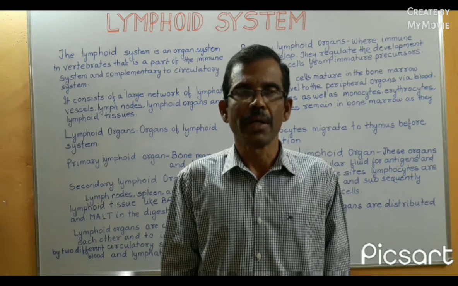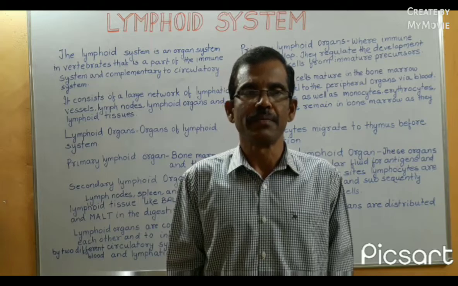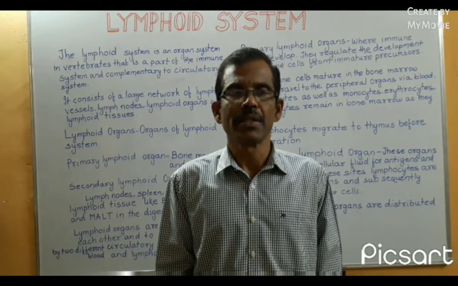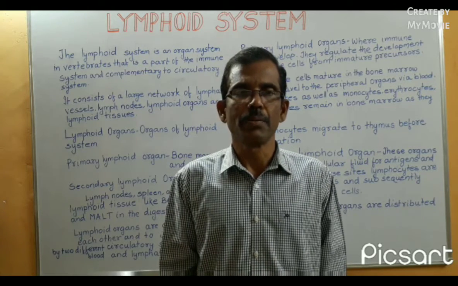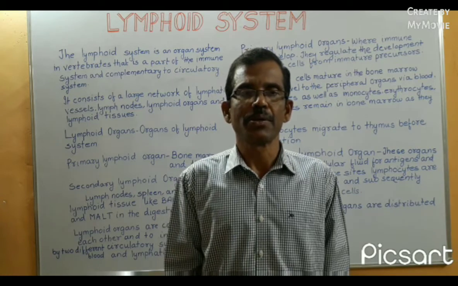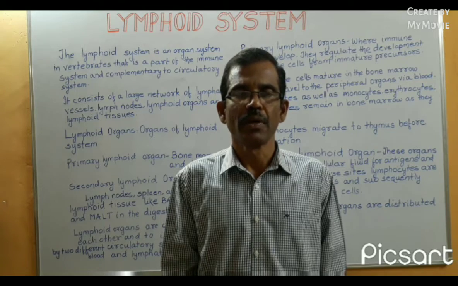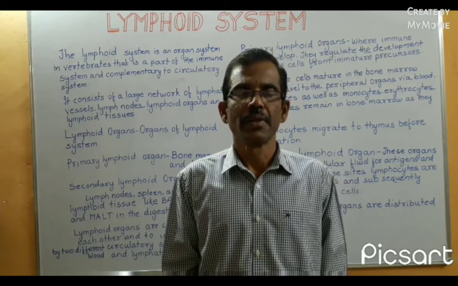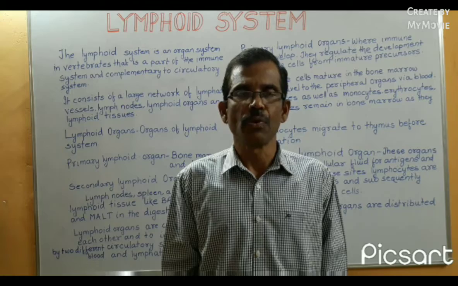Today and in coming days we will discuss about the lymphoid system. The lymphoid system is an organ system that is present in vertebrates. The system is a part of the immune system and is complementary to the circulatory system. The lymphoid system consists of a large network of lymphatic vessels, lymphoid tissues, lymphoid organs and lymph nodes.